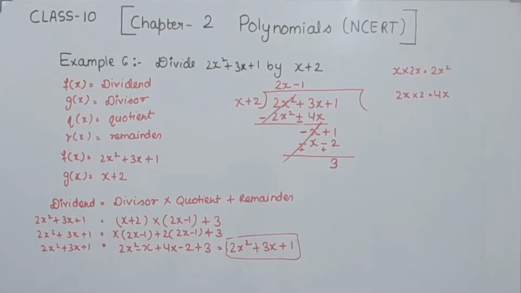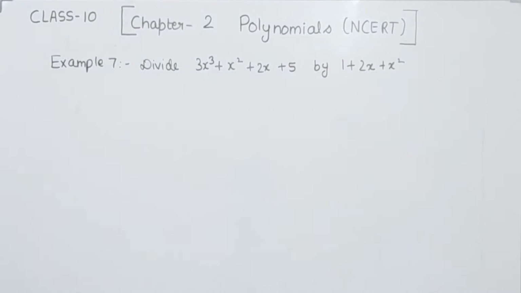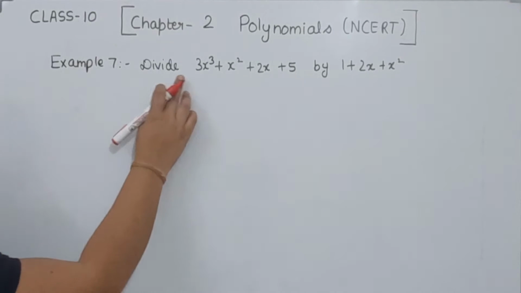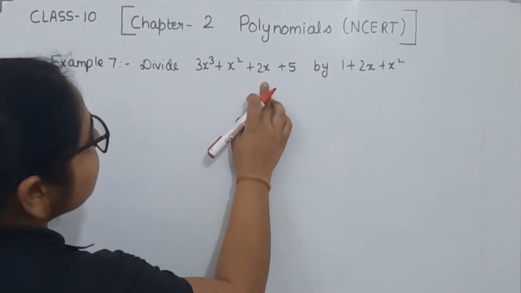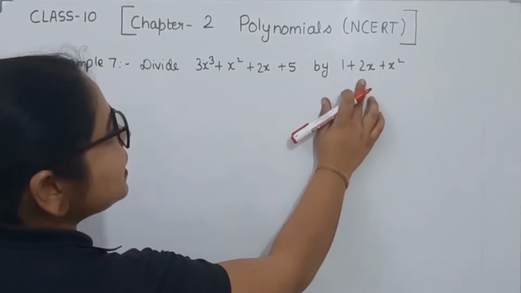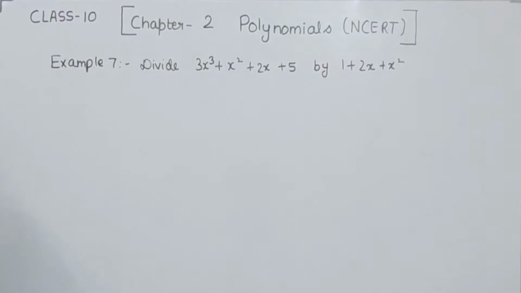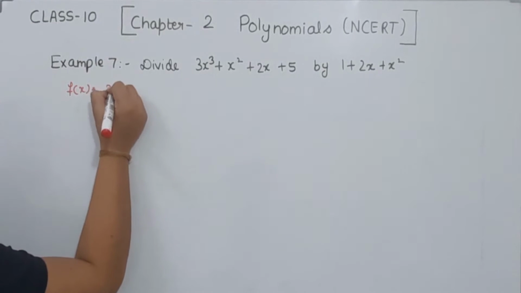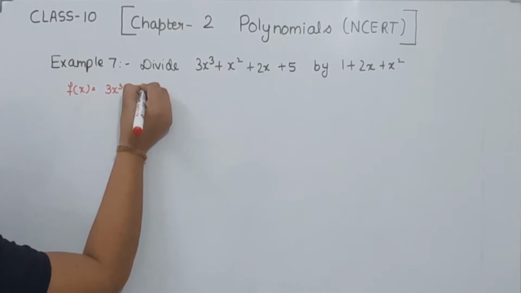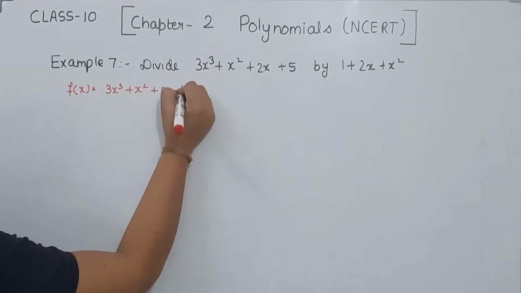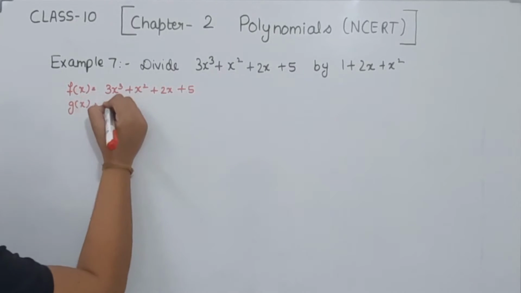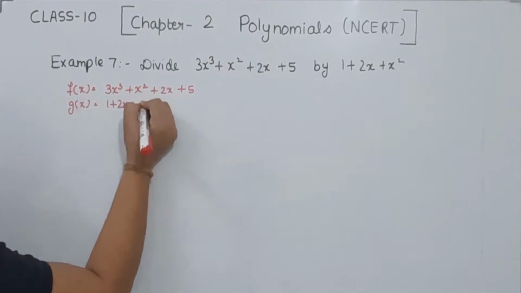Now let's come to the next example. The next example is example number 7. We are dividing 3x cube plus x square plus 2x plus 5 by 1 plus 2x plus x square. So first of all, f(x) is equal to 3x cube plus x square plus 2x plus 5, and g(x) is equal to 1 plus 2x plus x square.